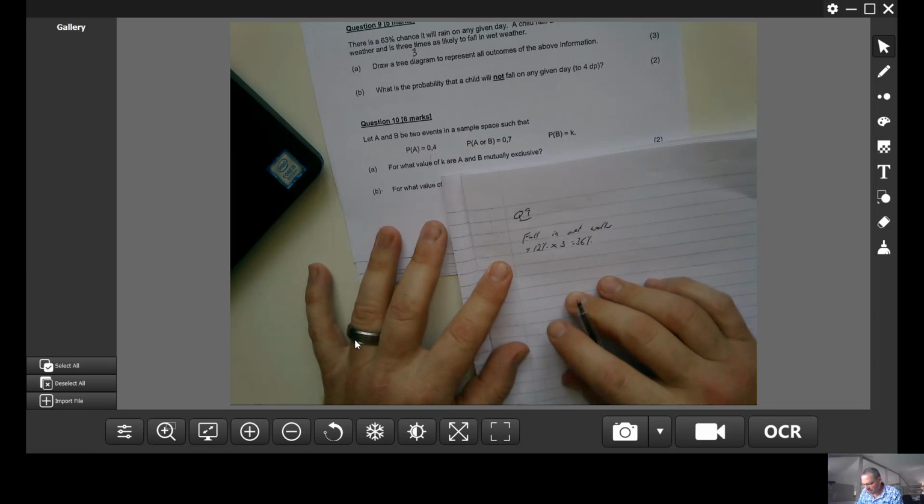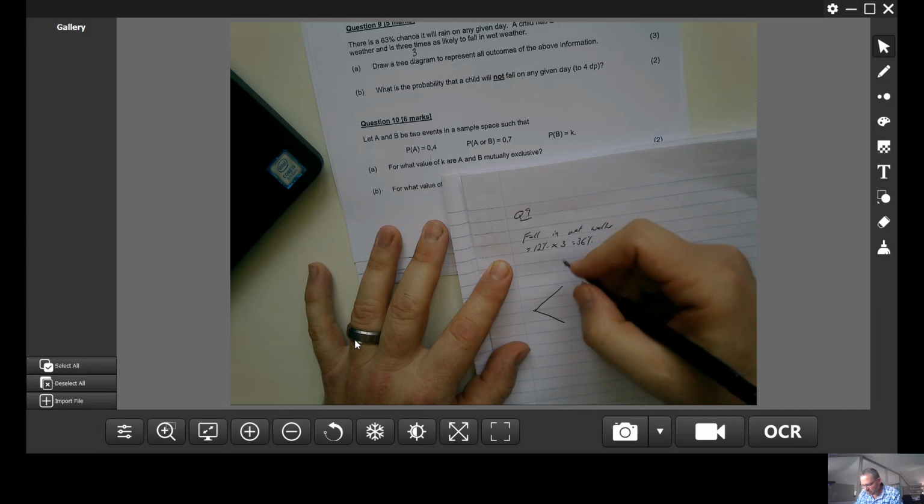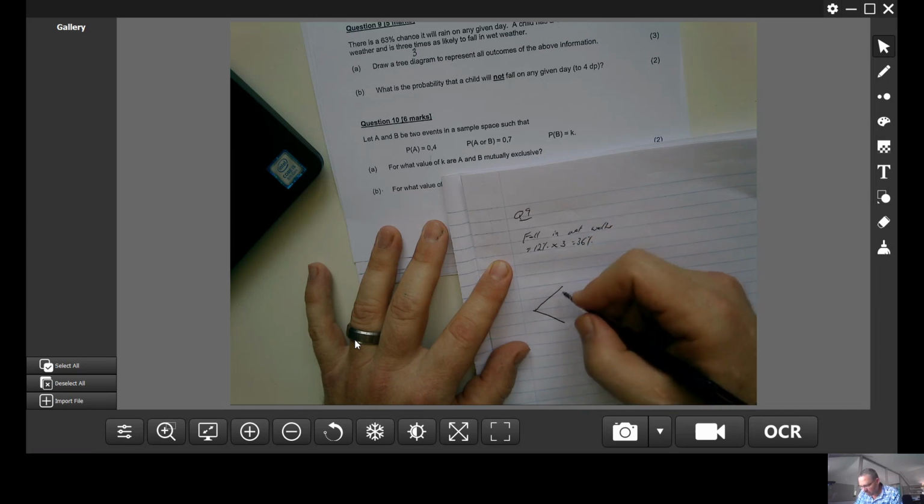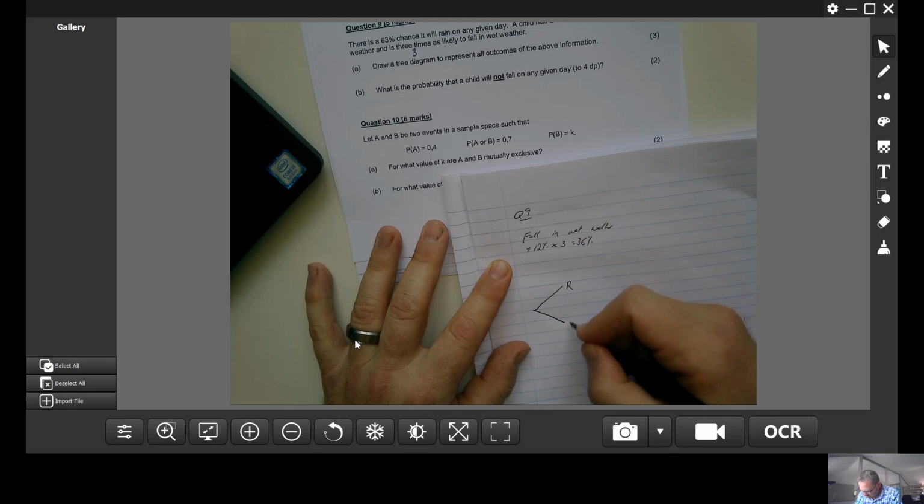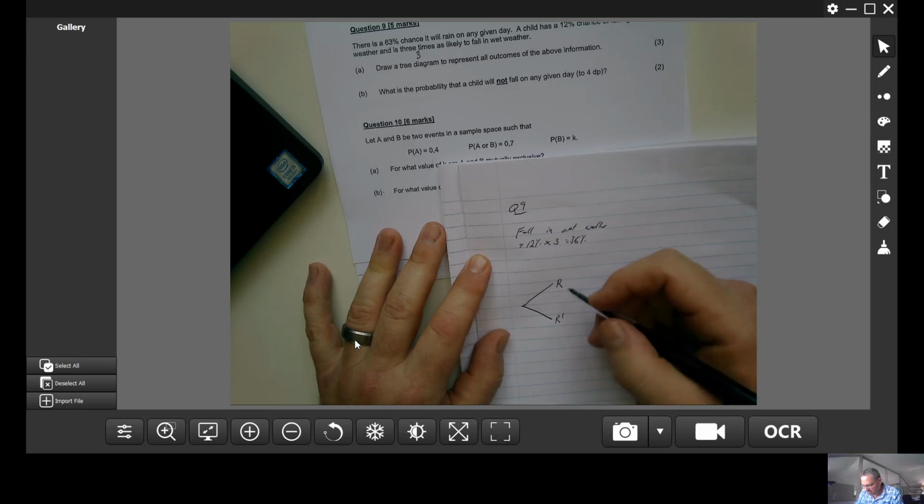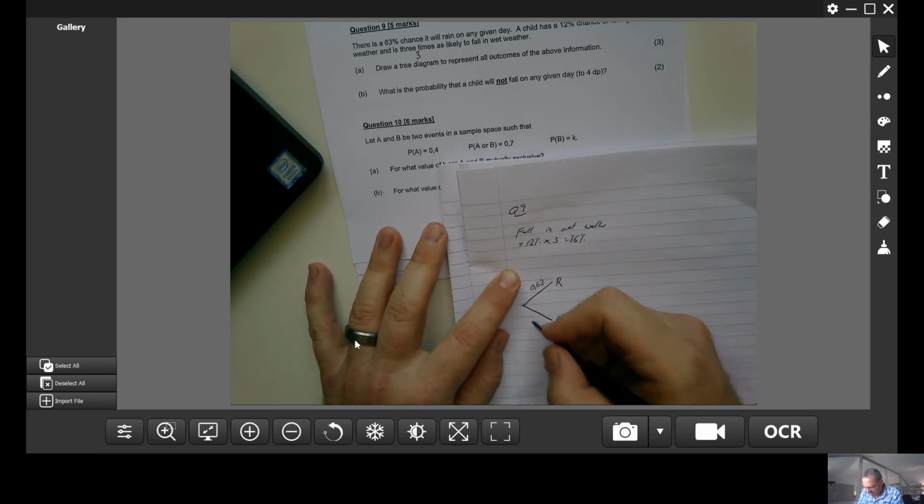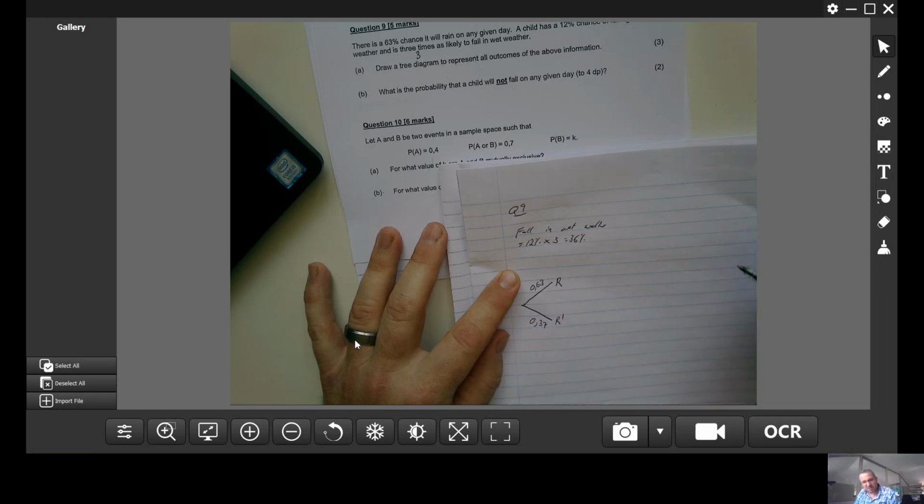Now we've got to draw a tree diagram. There are 2 scenarios. First of all, is it going to rain or not? So you've got rain, not rain. Remember, you fill in the probabilities on the branches. There's a 63% chance it will rain, so that's 0.63, and there's a 37% chance it won't rain, so that's 0.37.